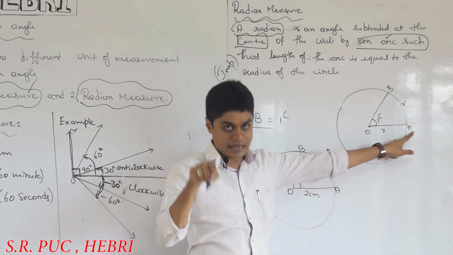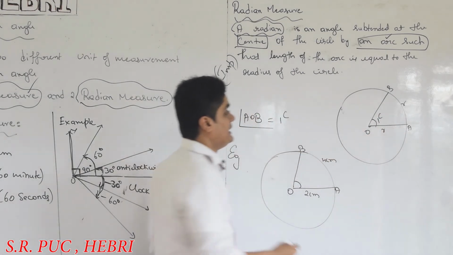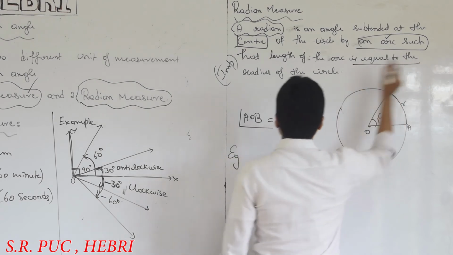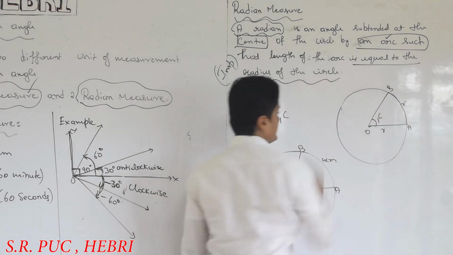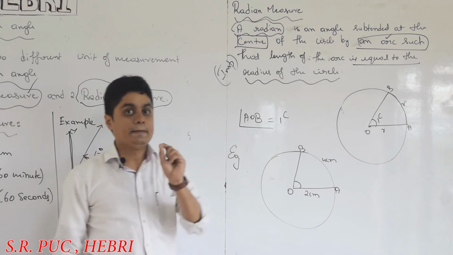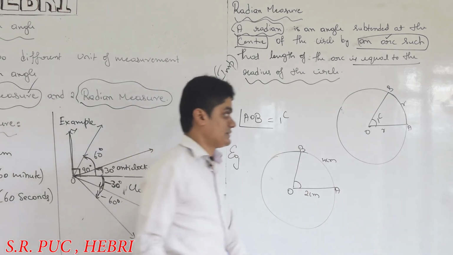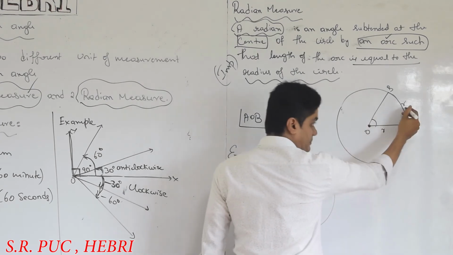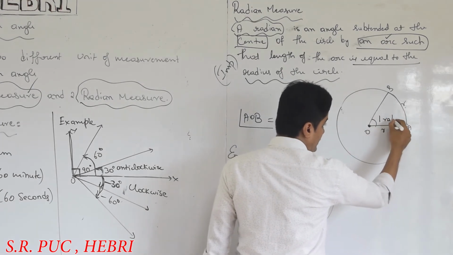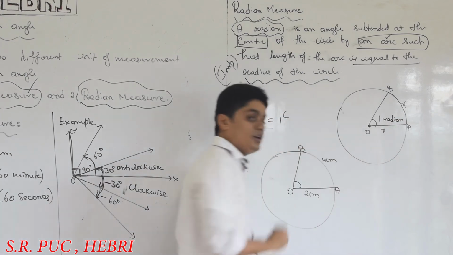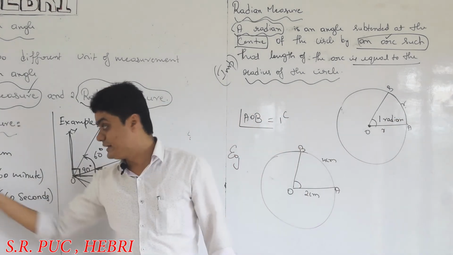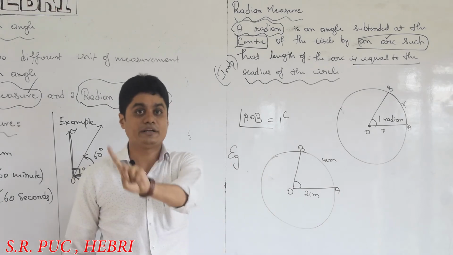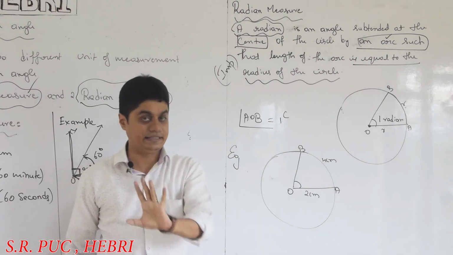By an arc, the condition is such that the length of the arc must be equal to, this is an important condition, the radius of the circle. Length of the arc must be equal to the radius of the circle. Then the angle at the center subtended by this arc is called 1 radian, just like 1 degree. Just like 1 degree, you should know exactly what you mean by 1 radian, or 1 kilometer, 1 meter, 1 degree.